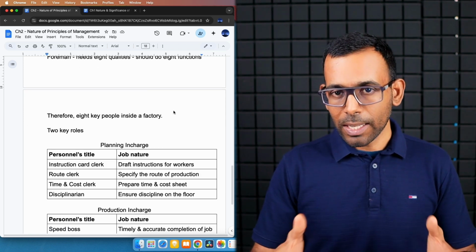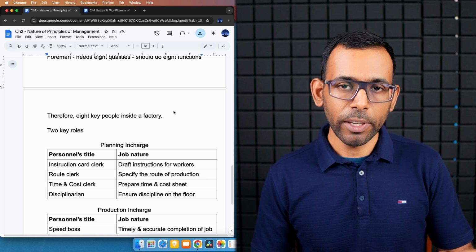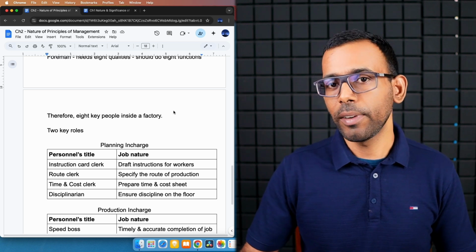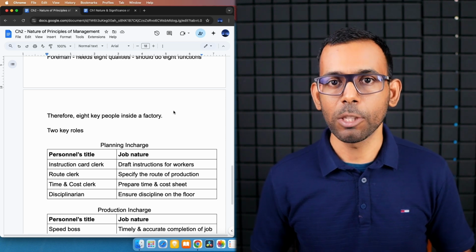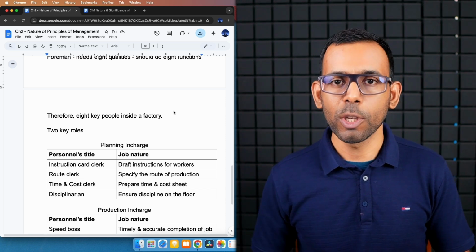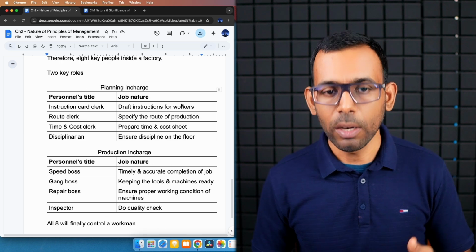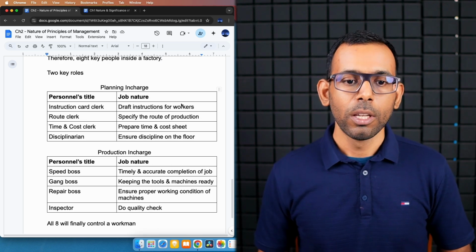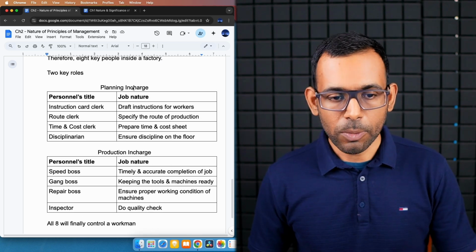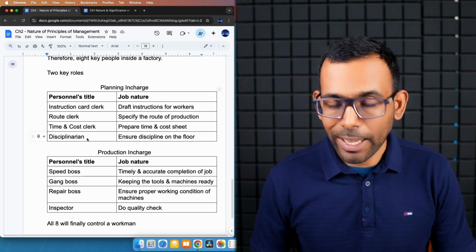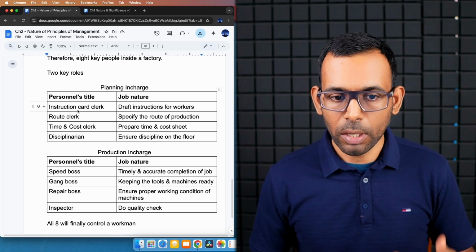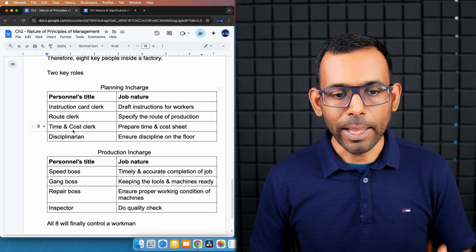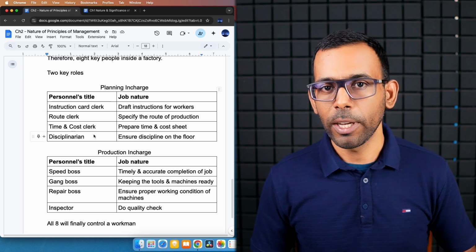They will be further classified into 4 key activities of one group and 4 key activities of another group. The first group is responsible for the planning aspect, and the second group is responsible for the execution or the production aspect. So under the planning aspect, there are 4 key roles. Let us see what they are one by one. Instruction card clerk, route clerk, time and cost clerk, and then disciplinarian.